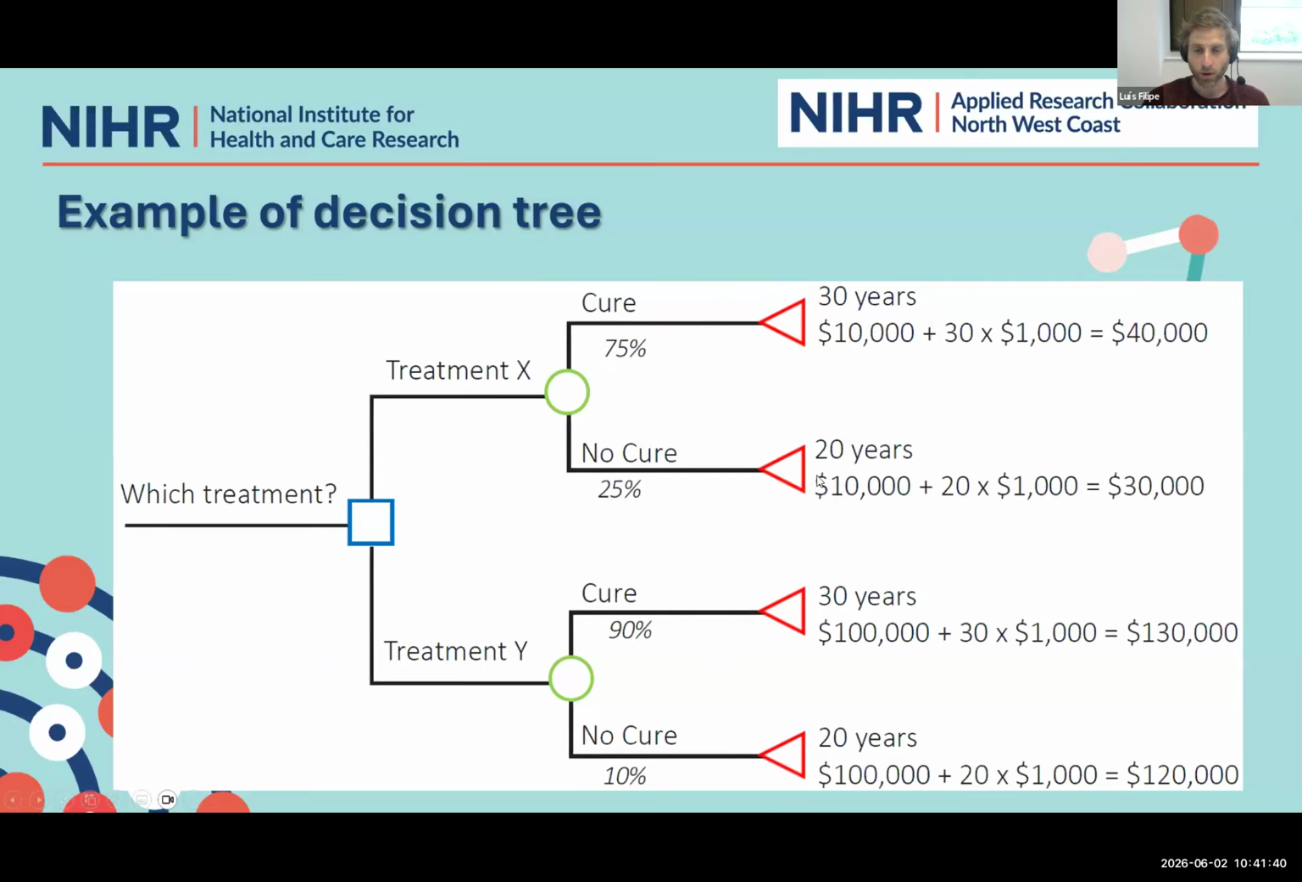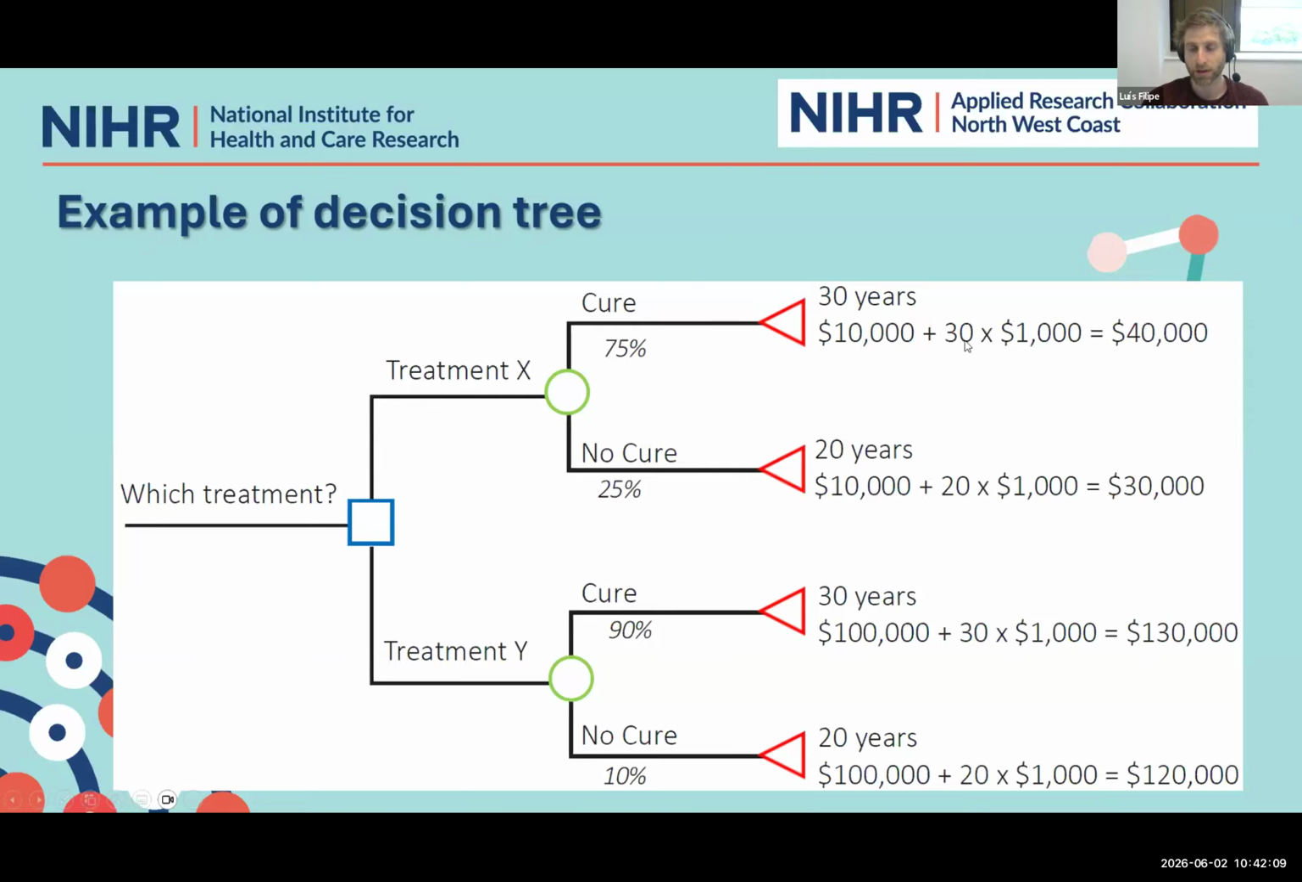If a cure does not occur, the person is going to live only 20 years. Now, treatment X has a cost of £10,000, which is paid with cure or no cure, because we did the treatment. If the person is cured, then the person is going to live the 30 years.